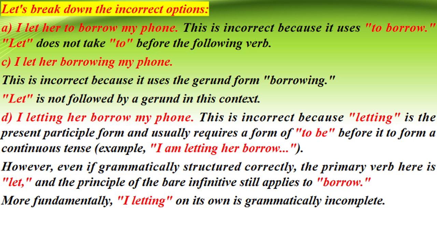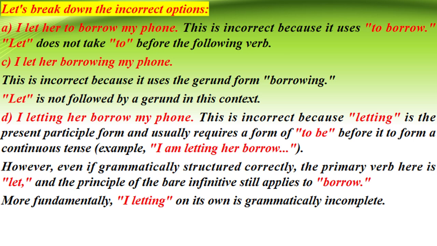Let's break down the incorrect options. A. I let her to borrow my phone. This is incorrect because it uses to borrow. Let does not take to before the following verb. C. I let her borrowing my phone. This is incorrect because it uses the gerund form borrowing. Let is not followed by a gerund in this context.